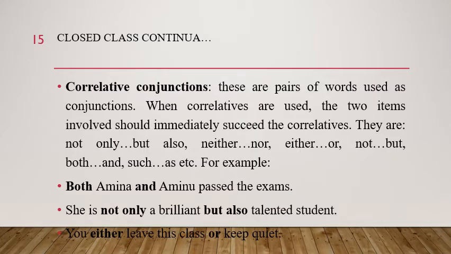Correlative conjunctions are pairs of words used as conjunctions. When correlatives are used, the two items involved should immediately succeed the correlatives. They are not only, but also; neither, nor; either, or; not, but; both, and; such as, and so on and so forth. For instance, both Amina and Mariam passed the exams. She's not only brilliant, but also a talented student. Either leave this class or keep quiet.